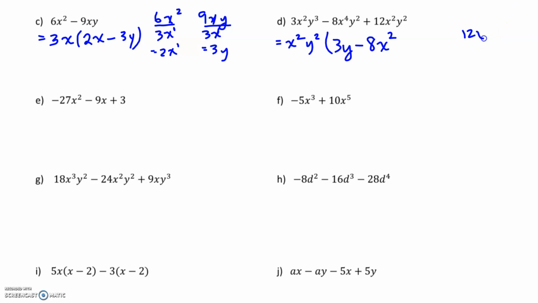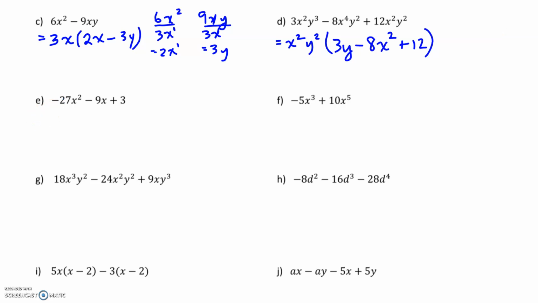So I have 12x squared y squared, and I'm dividing by my common factor, x squared, y squared. We know 12 divided by 1 is 12, and x squared divides by x squared goes to 1. Y squared divided by y squared also goes to 1. And that's my common factor, or my factored expression. All right, let's try E.